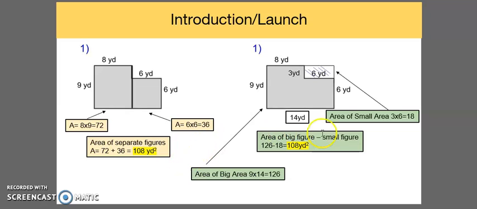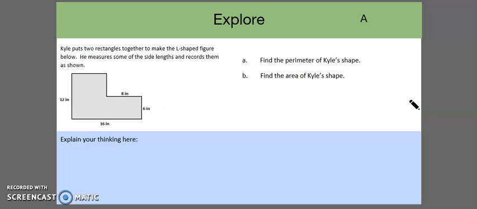Two different ways of working through this problem, and in both ways you get the same answer. Okay, we're going to look over a question and see how we can compare what we know to this. Kyle puts two rectangles together to make an L-shaped figure below. He measured some of the side lengths and recorded them as shown. What we need you to do is find the perimeter of Kyle's shape and find the area of Kyle's shape.